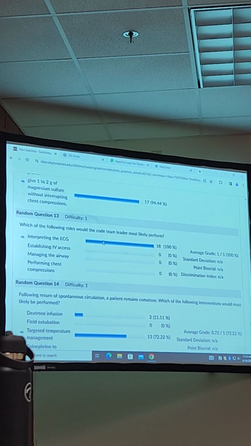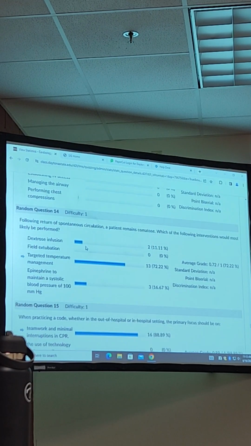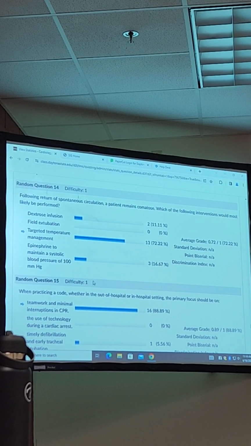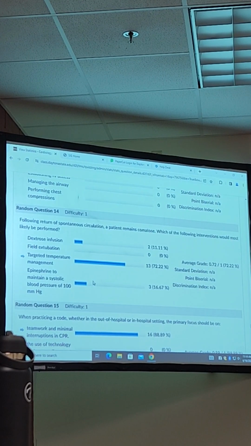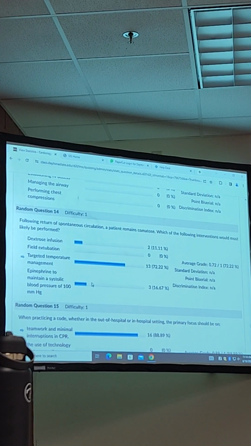Which of the following roles would the code team leader most likely do, in charge of the ECG? Or following ROSC, the patient is still comatose, what is most likely going to be performed? Targeted temperature management, like code cool, therapeutic hypothermia, hibernating them. Sir? Just from my own understanding, a lot of us in lab, after our mega codes, hung drips immediately after we got ROSC and were told that was correct. There was nothing in there about keeping them warm. It depends on the antidysrhythmic. Well, in the textbook, which you were supposed to read those chapters, it's definitely in there. It is a big thing.